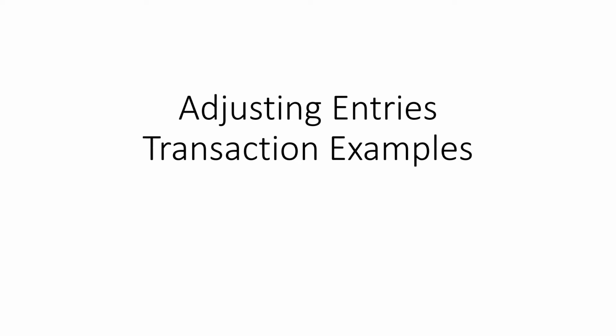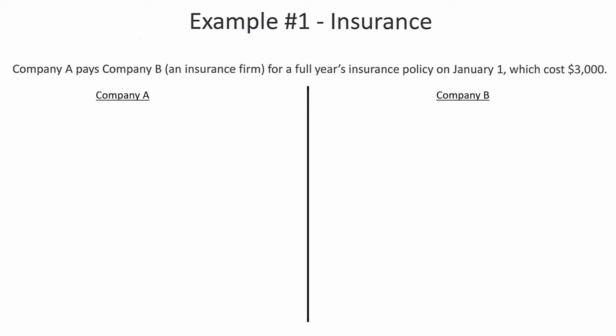These are a few examples of adjusting entries. Example 1. Company A pays Company B, an insurance firm, for a full year's insurance policy on January 1st, which costs $3,000. So Company A is the customer, and Company B is the insurance firm.